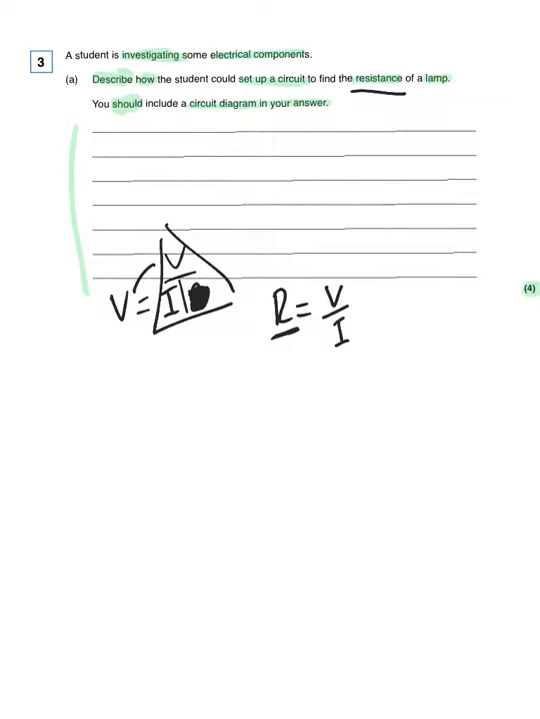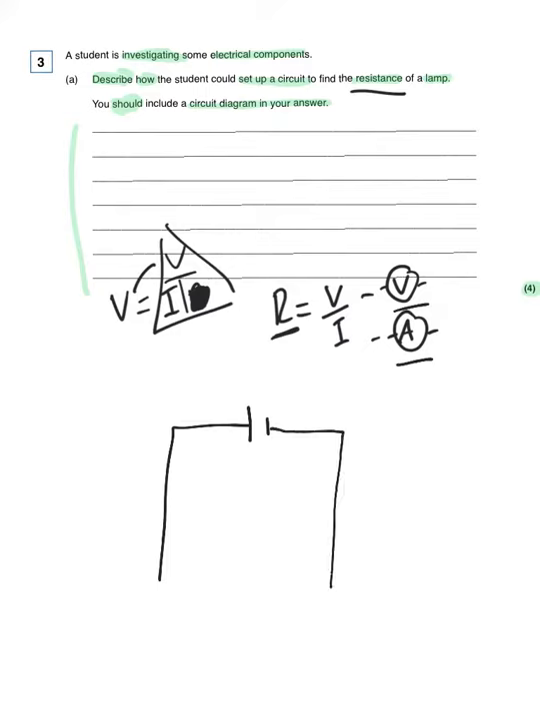To physically do that, I need 2 things that are going to measure those quantities for me. A voltmeter and an ammeter are going to give me the numbers that I need to divide. So in my circuit, I obviously need a cell, but I now need an ammeter and a voltmeter in there. So I can draw a simple circuit down here, and it's asking me to calculate the resistance of a lamp.